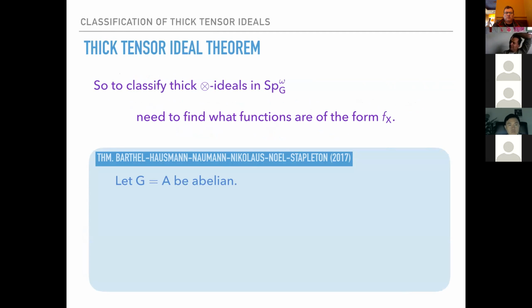We're also able to do it for Dedekind groups, so groups where every subgroup is normal. Well, that's like abelian plus Q8 plus a little bit. So it's not a lot of extra examples that way.